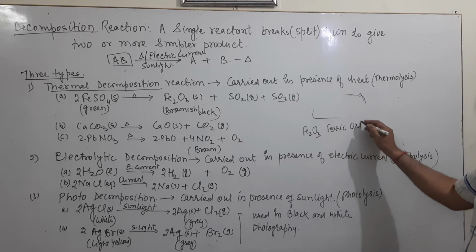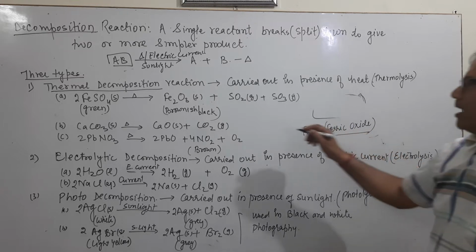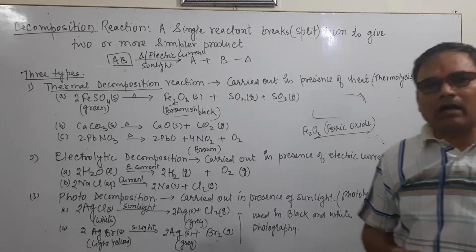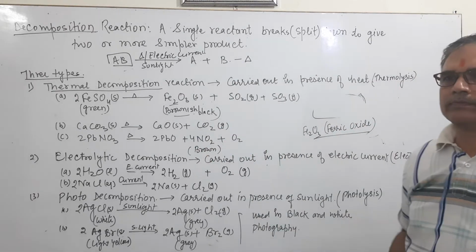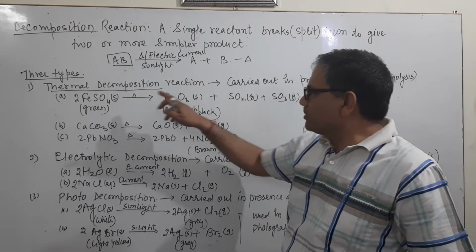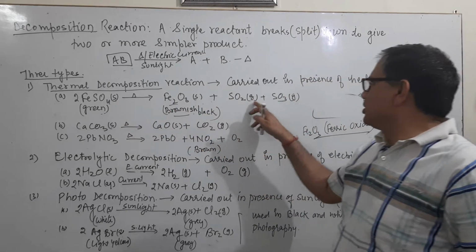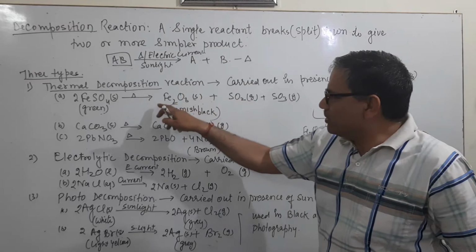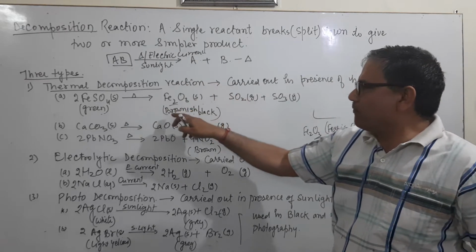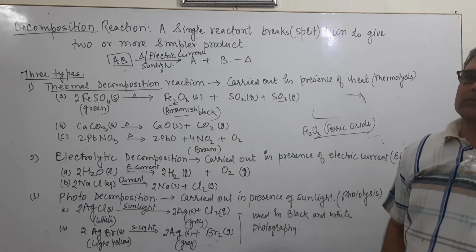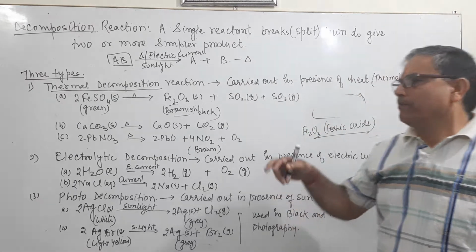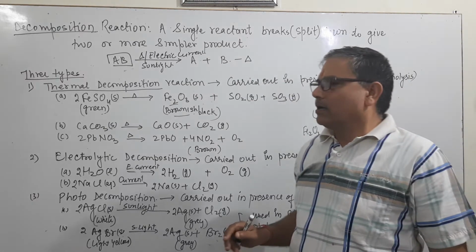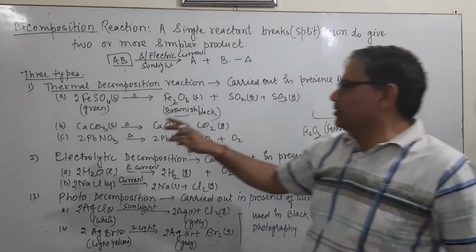It gives ferric oxide, which is brownish black. It may be dark brown or brownish black in color, which is in solid state. This is also in solid state. S, S, G, G: solid, solid, gas, gas. It means on the product side it gives ferric oxide and the smell of sulfur gas, meaning sulfur dioxide and sulfur trioxide. And the figure is given to you in your book.